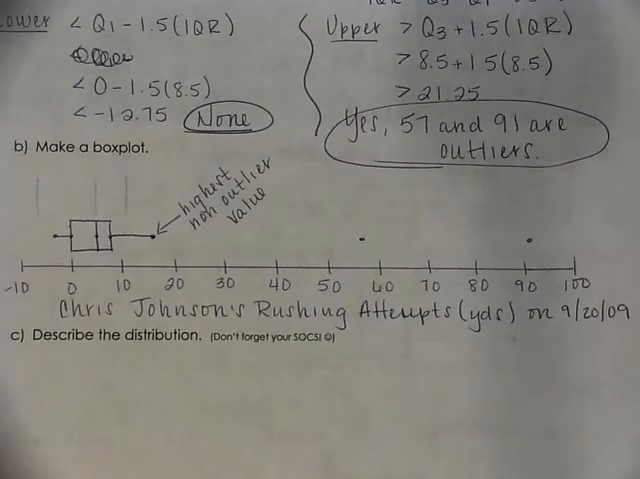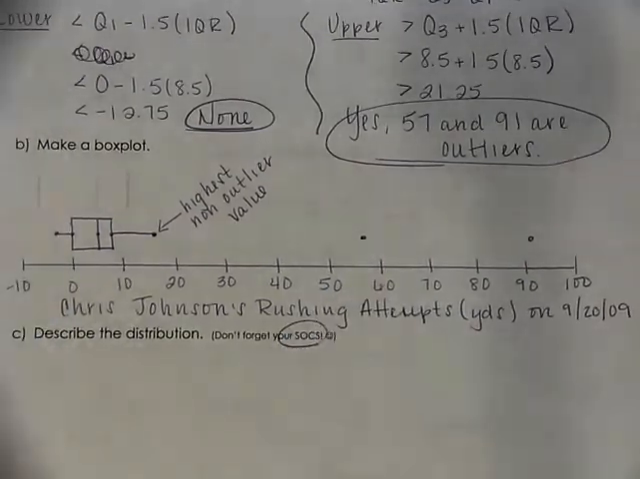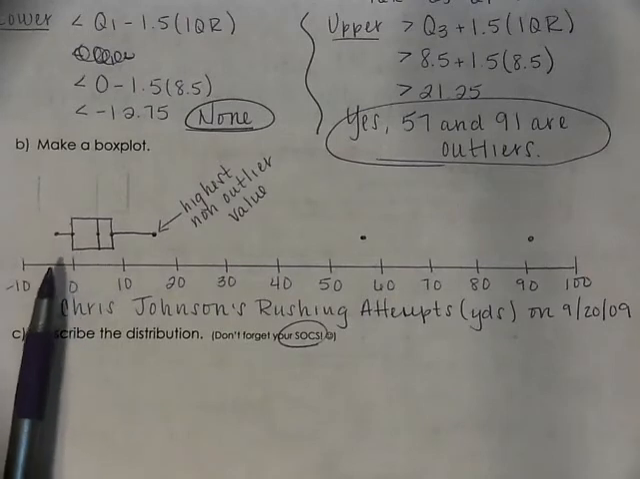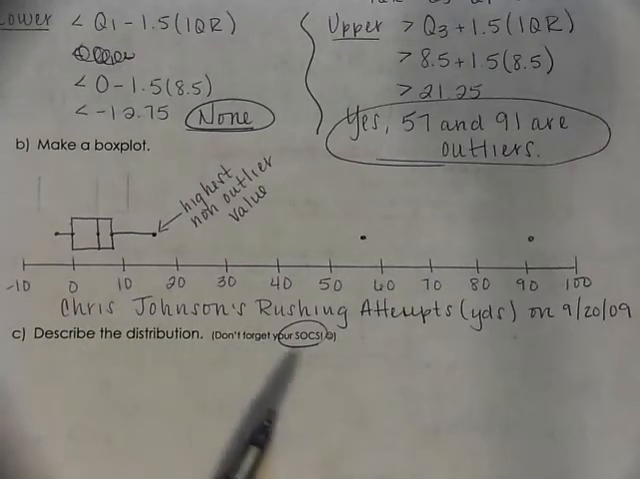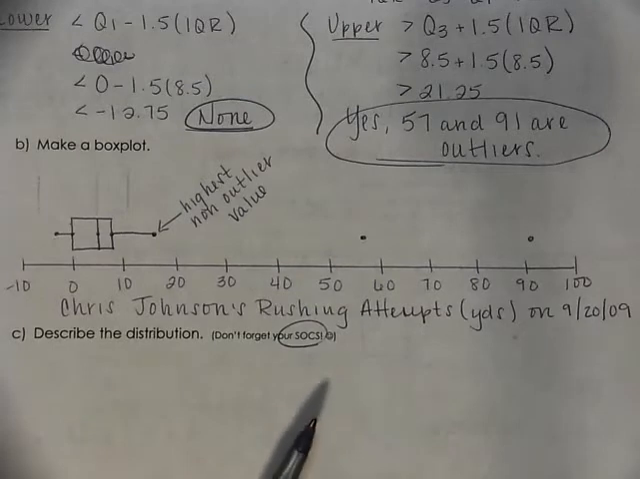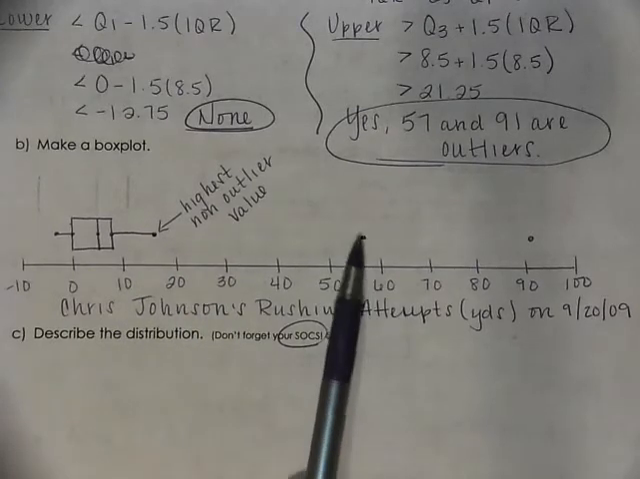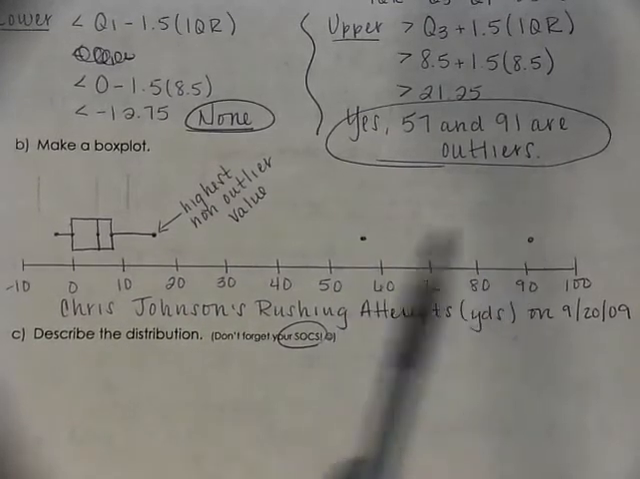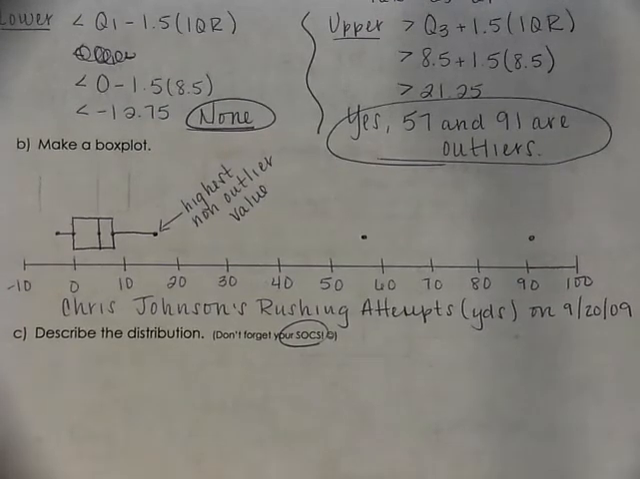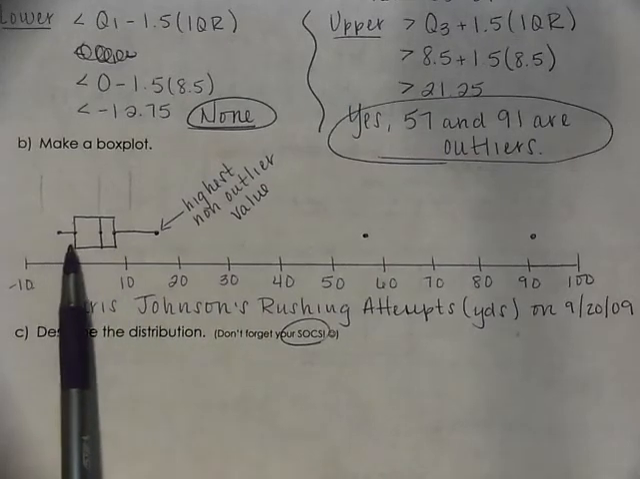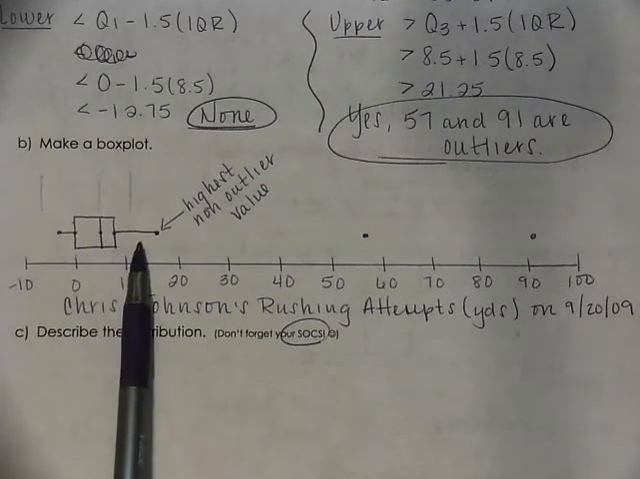Now our last step is to describe the distribution. I wrote you a little hint there: don't forget your SOCS. Remember, complete sentences when we're doing this. The first S stands for shape. We haven't really talked about the shape of a box plot yet. We're only going to use skewed left, skewed right, and approximately symmetric. Also, it's okay to ignore the outliers and mention that in your sentence. So we're just going to focus on skewed left, skewed right, or approximately symmetric.